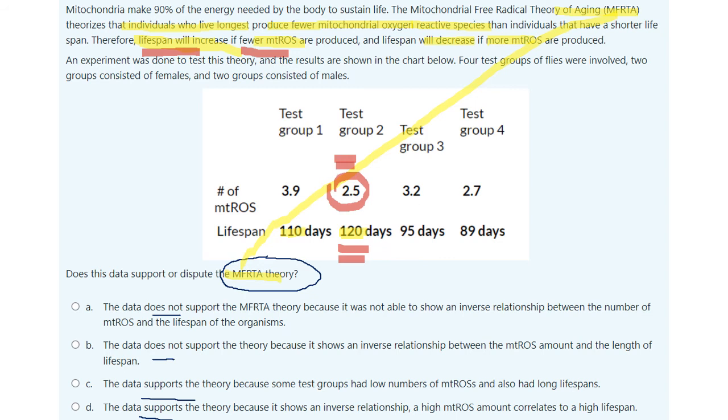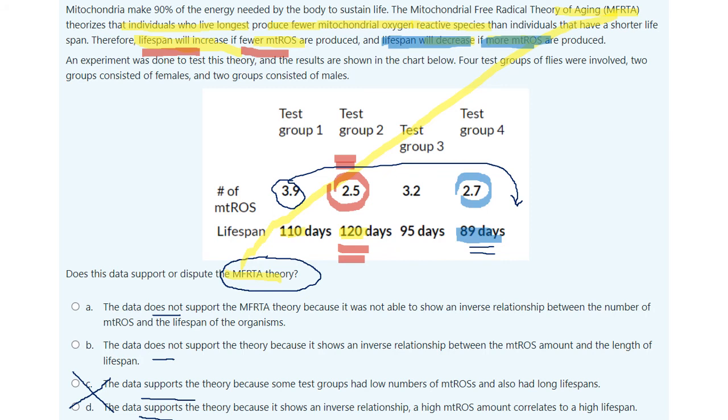How about the shortest? Well, the shortest is 89 days. But that's got 2.7. 2.7 is the second fewest number of MTROS. And the passage said lifespan will decrease, will be shorter, if there are more MTROS. So for the fewest number of days, there should be the highest number of MTROS. The 89 should be over here. So this data does not support the theory.